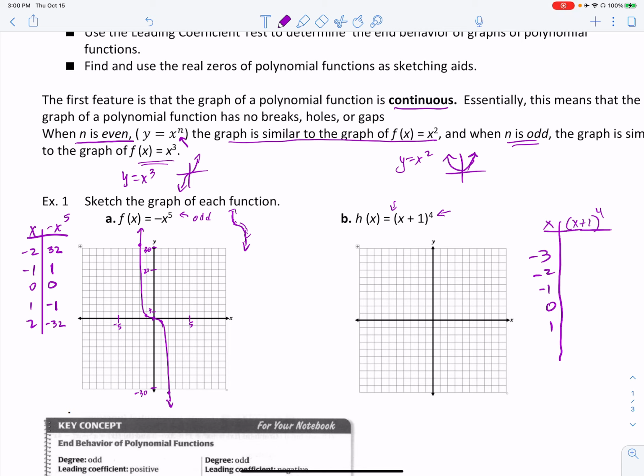And if I put a -3 into there, I get a -2, and -2 to the fourth is going to be up at 16. If I put a -2, I get a -1, and -1 to the fourth is +1. If I put in -1, I get 0, 0 to the fourth is 0. If I put in 0, I get 1 to the fourth, which is 1. If I put in 1, I get 2 to the fourth, which is 16.